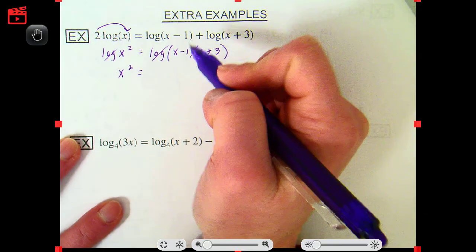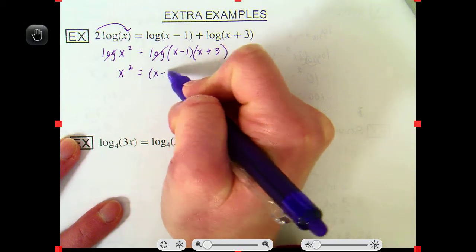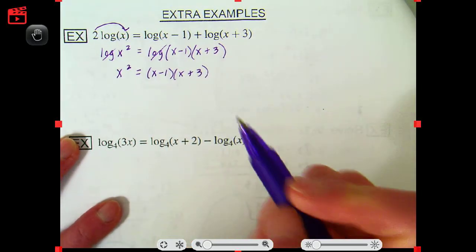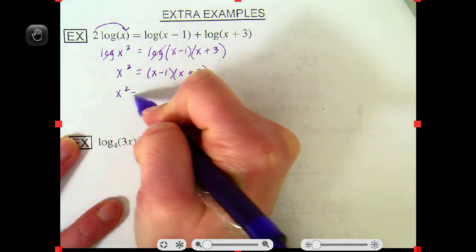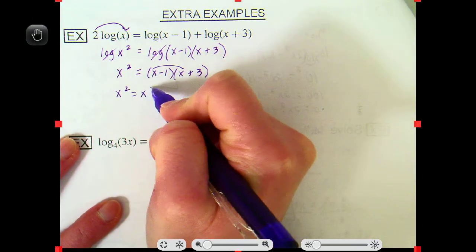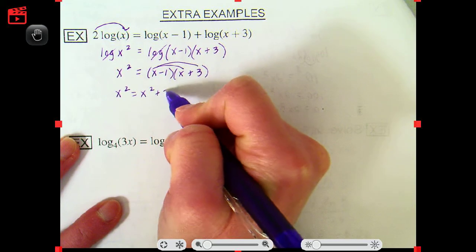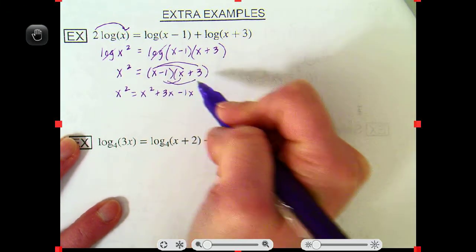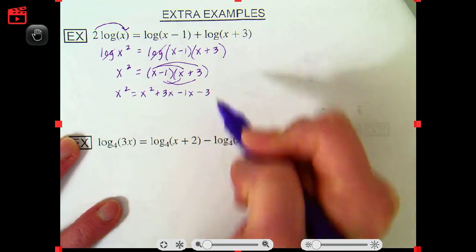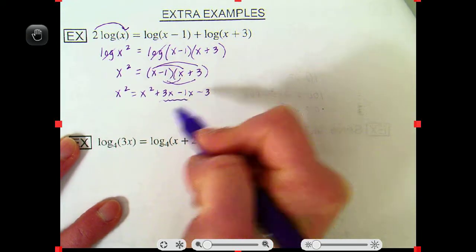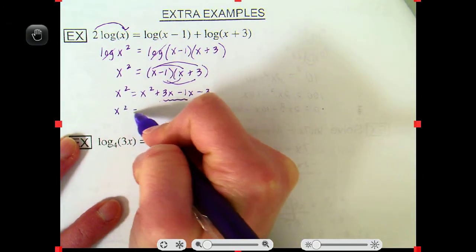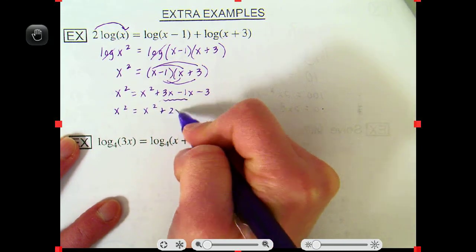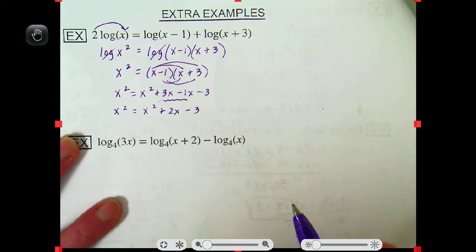So I have x squared is equal to the quantity x minus 1 times quantity x plus 3. I'm going to go ahead and distribute that. X times x is x squared. X times 3 is 3x. Negative 1 times x is negative 1x. Negative 1 times 3 is negative 3. Combine those middle terms. I get 3x minus 1x, which is 2x, minus 3.